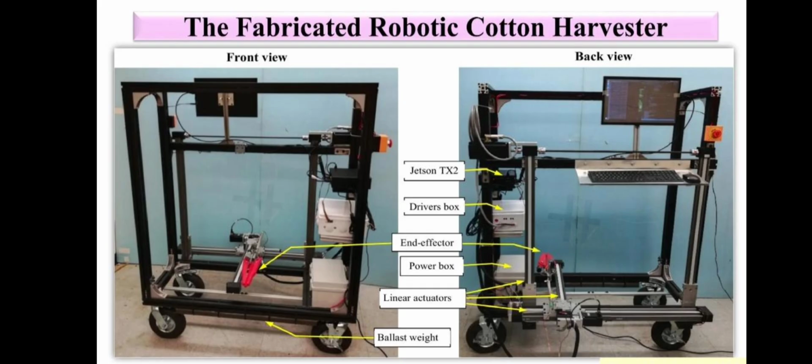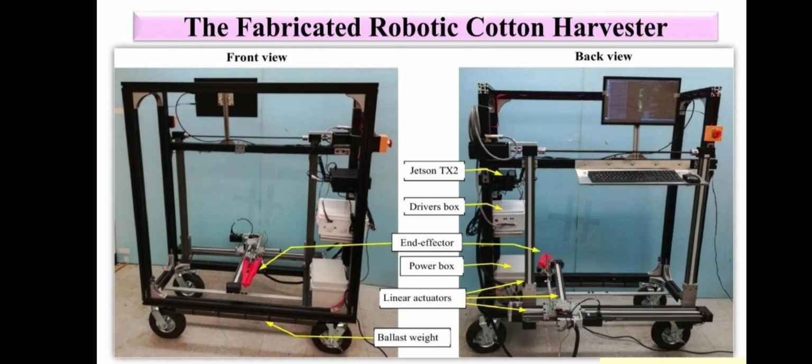These robots aim to address labor shortages and improve harvest quality by picking only ripe cotton, reducing waste, and offering a more sustainable and profitable alternative to traditional manual and mechanical harvesting methods. So this is the front view and this is the back view. These are different end effectors.